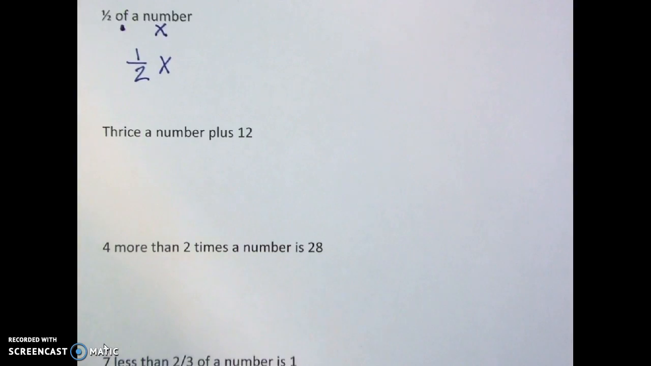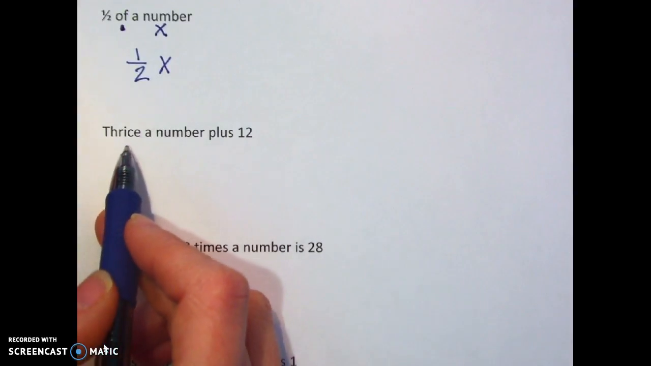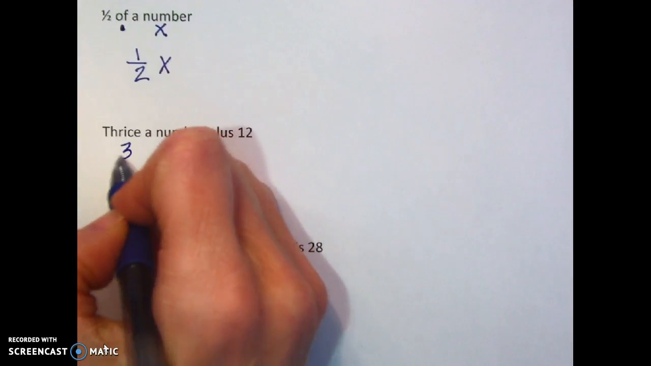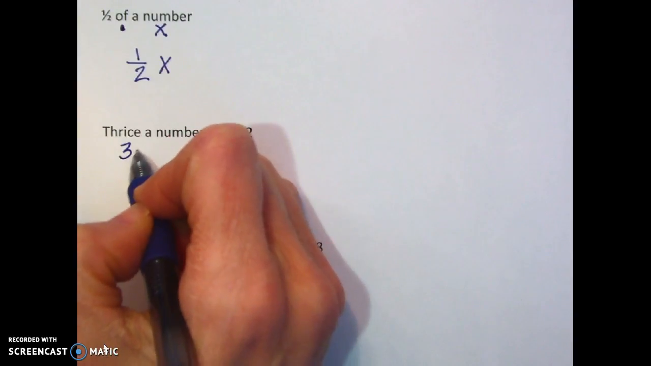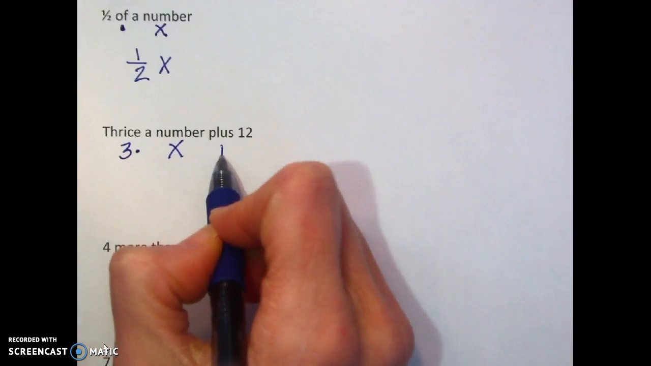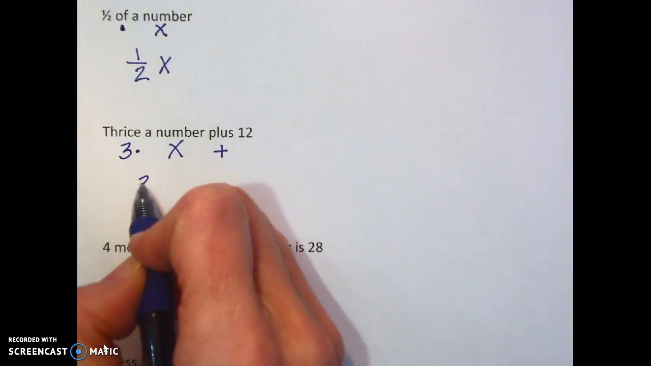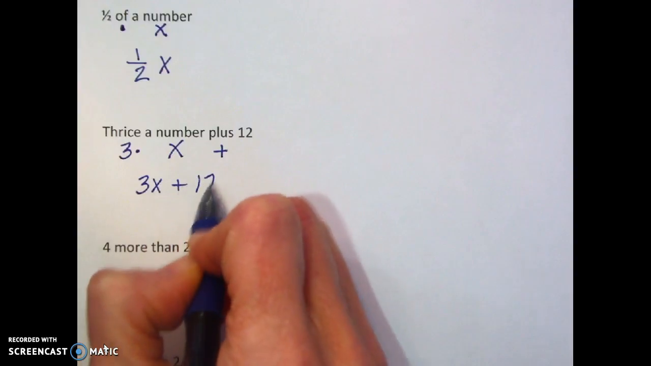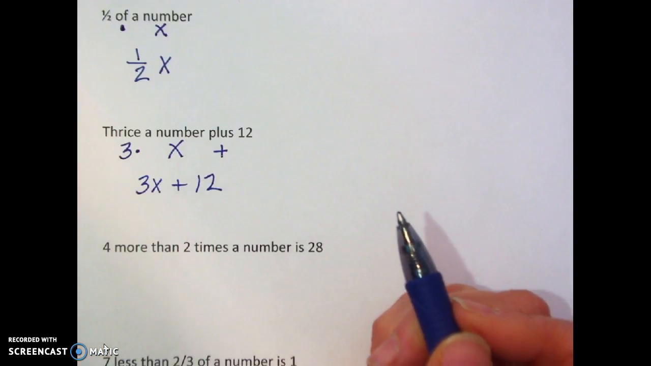Thrice a number plus 12. Thrice means 3 times. It's like twice a number, only times 3. So we want to take 3 times a number plus 12. So 3x plus 12 is how that would translate.